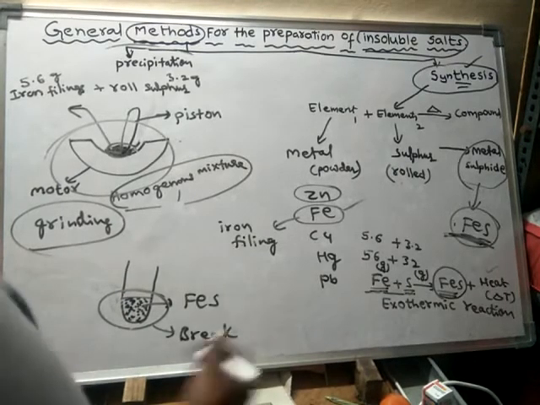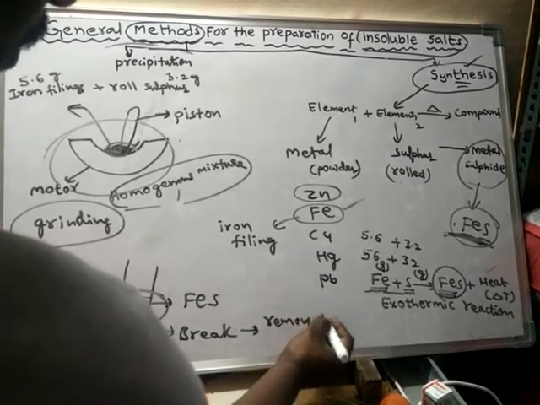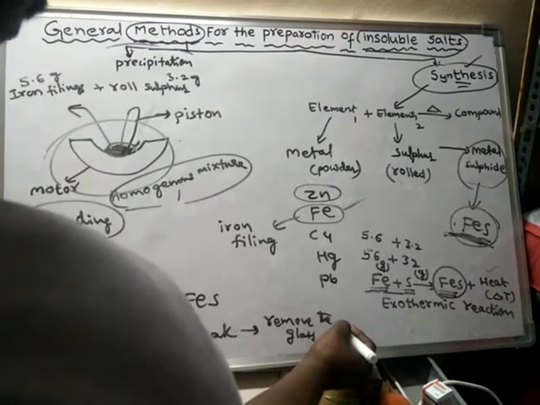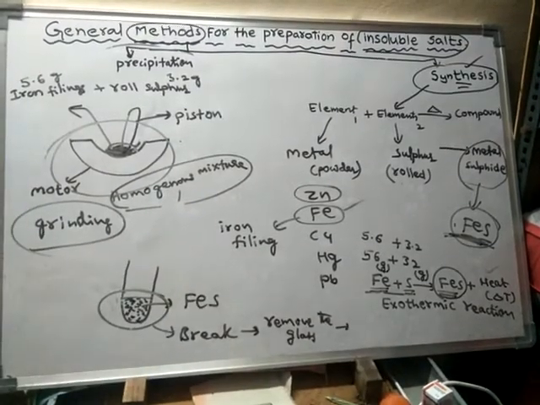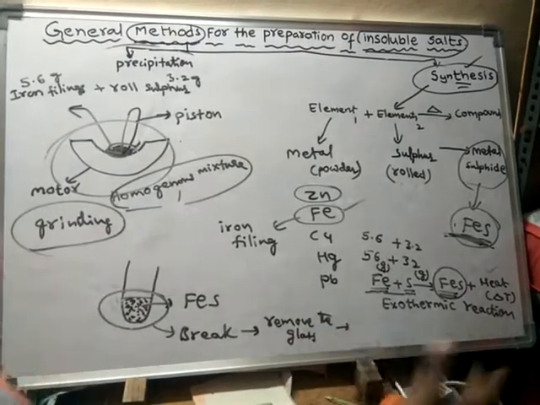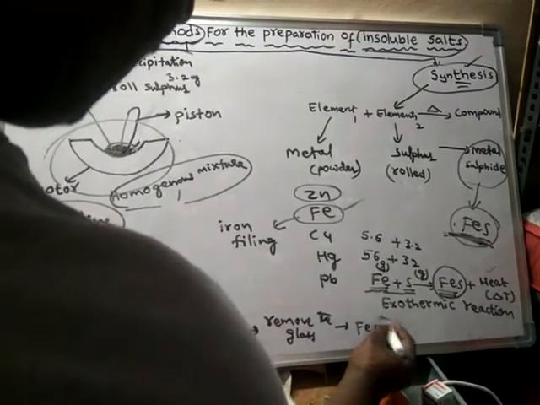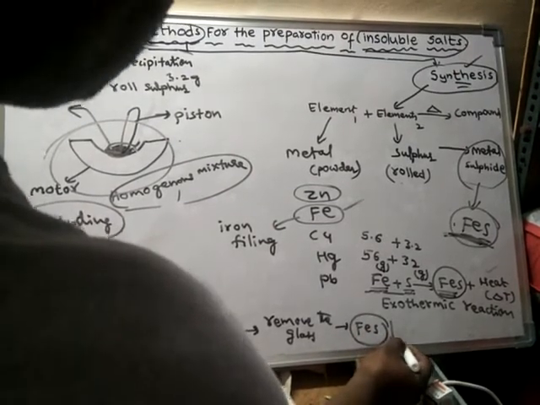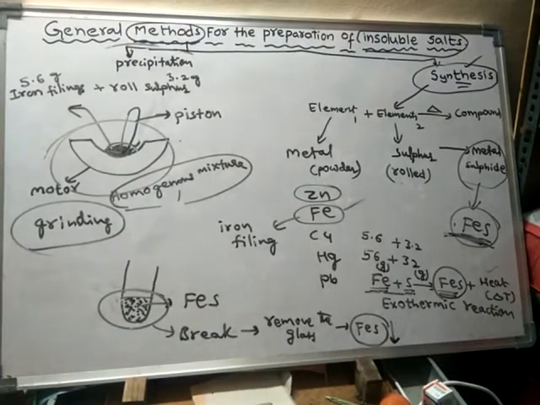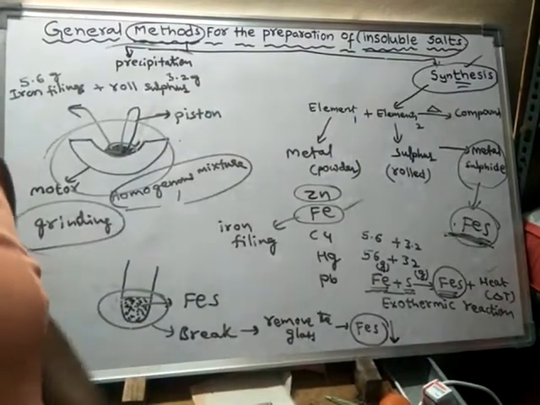Break the test tube, remove the pieces of glass, and finally what is left over is called iron sulfide. Now the iron sulfide is recovered. In this way iron sulfide is prepared. Iron sulfide is an insoluble salt. It cannot dissolve in water. So this is another method for the preparation of an insoluble salt.